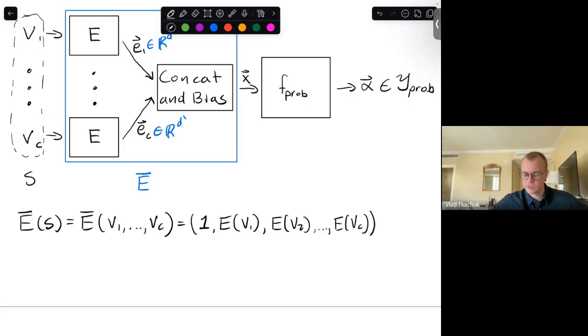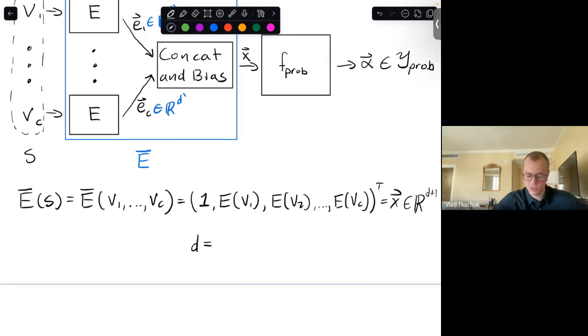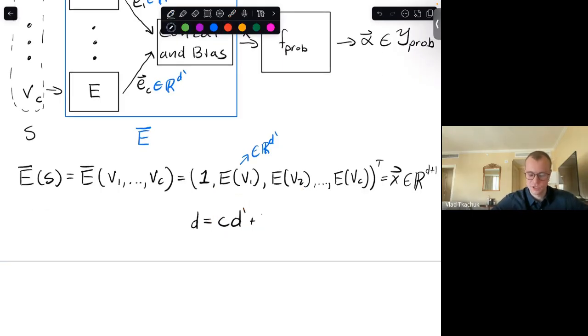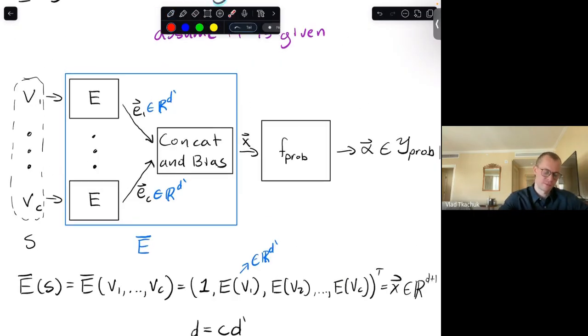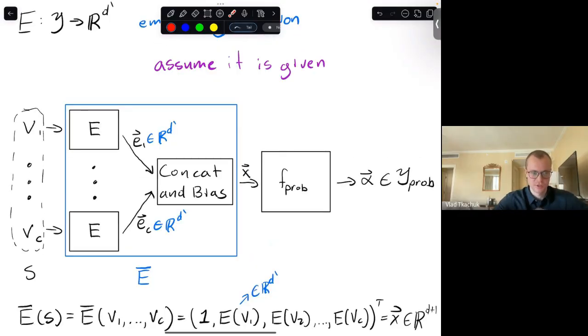Okay. So that's going to produce your new vector. And what is this? This is going to be equal to this x vector, which we wanted. And that is in R of D plus 1. Okay, so what is D? Well, D is going to be equal to the number of tokens times D prime, right? Because each one of these guys is in R of D prime. So each one of them is D prime dimensional. If you concatenate all of them, you get C times D prime. And then you get a plus 1 for the bias. So D is just C times D prime. Okay, so that's what happens.